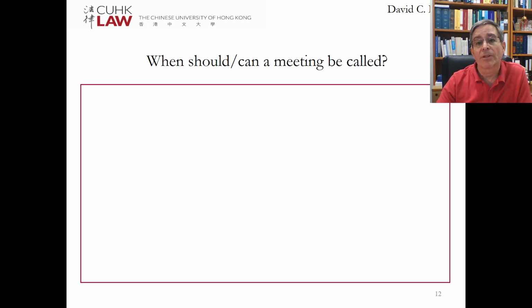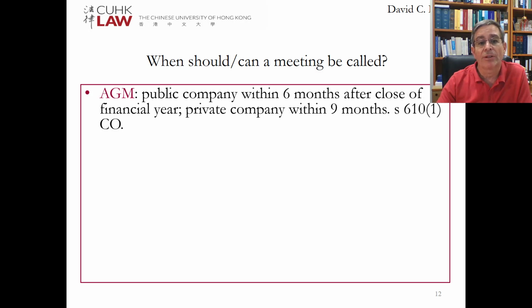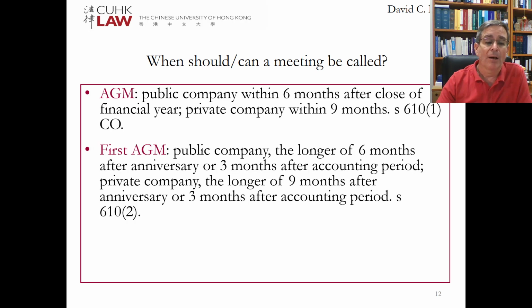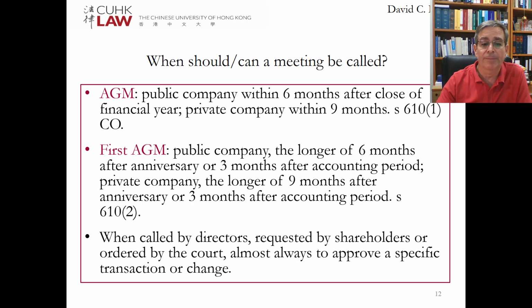There are requirements for the annual general meeting, so within 6 months of the close of the financial year. And as I said, the annual general meeting regards the accounts, and the timing here makes sure that the accounts are not too old. So 6 months for a public company, and the more flexible 9 months for a private company. We also have to bring in the first AGM within a certain amount of time after the company's formation, but again, we have a slightly more generous and flexible time limit.